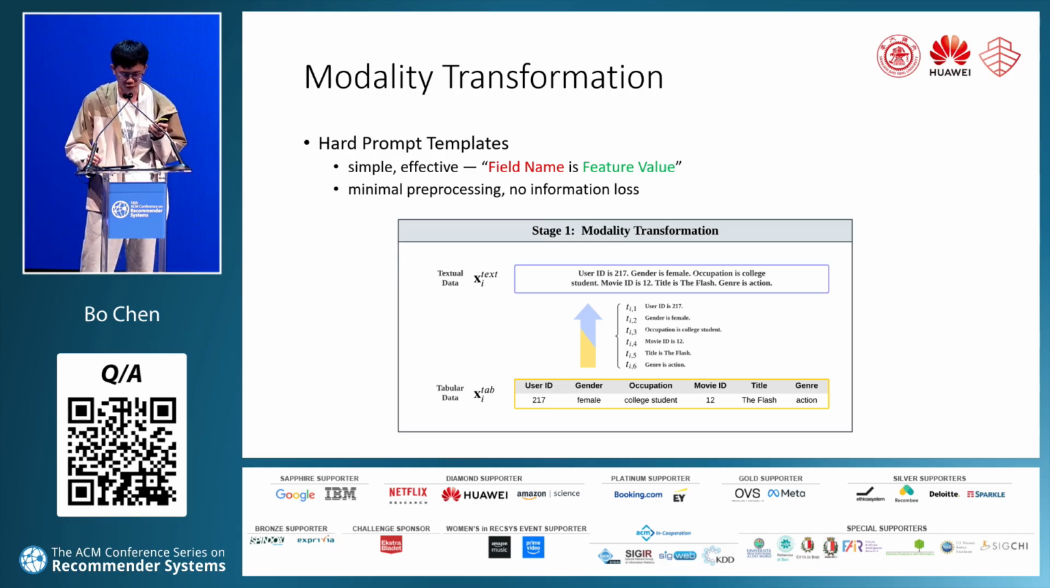Let's see the first step. Since pre-trained language models take text as input, we first convert the original tabular data into textual data via the prompt template. And the transformation is very simple. The template follows the form: field name is feature value. In this way, we preserve the semantic knowledge of the field name and the feature value with minimal pre-processing and without information loss.